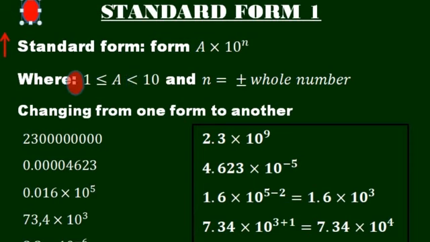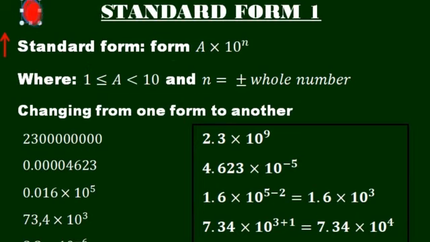For a number to be in standard form, it must be in the form a times 10 to the power n. Now I have a few numbers that we need to change from ordinary form to standard form, and also from standard form to ordinary form. Let us see what we are going to do.